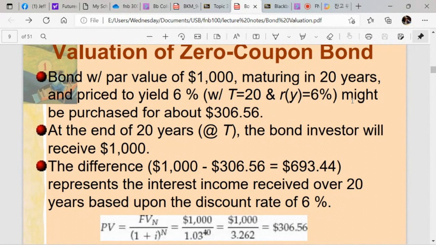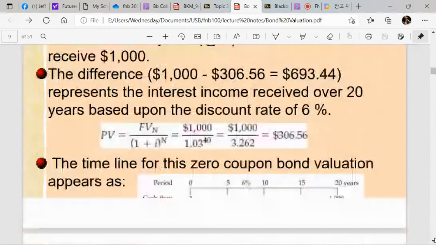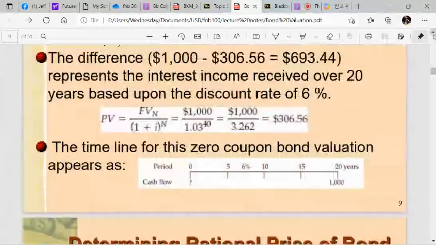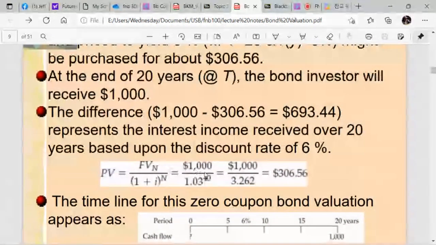And it already said the bond's price yield 6% might be purchased for about 306. They already gave you the answer. But why 306? All you need to do is discount it for 20 years. So it's a single cash flow model, present value of the single cash flow. So it's not difficult. All you need to do is, but then one thing you have to remember is, well, it was 6%. Why 3% here? Why did they discount it by 3%? And wasn't it a 20-year bond?